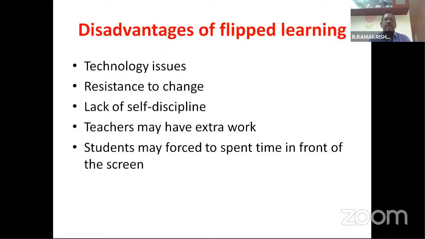Then teachers may have extra work. That is also very important. Content preparation, and after that, activity-based learning and all, take a lot of the teachers' time, which is important to fulfill the task. Then students may be forced to spend time in front of the screen. That is another important part to be considered.